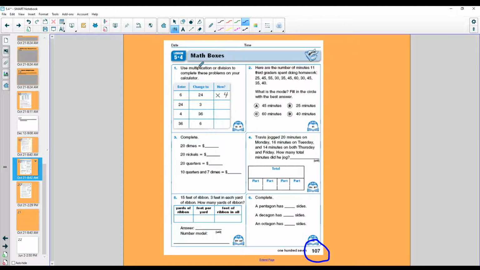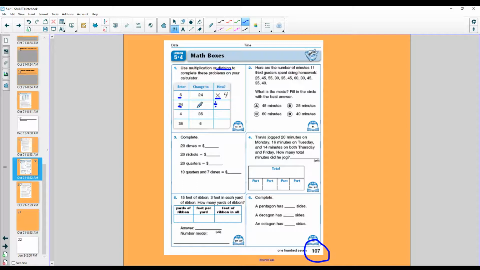All right, use multiplication or division to complete these problems on your calculator. Third graders, you shouldn't need to use your calculator. Let's just figure them out. Remember, when you start with a small number and go to a big number, it's multiplication. When we start with a big number and we go to a smaller number, it's division, because you are sharing the things and making smaller groups.